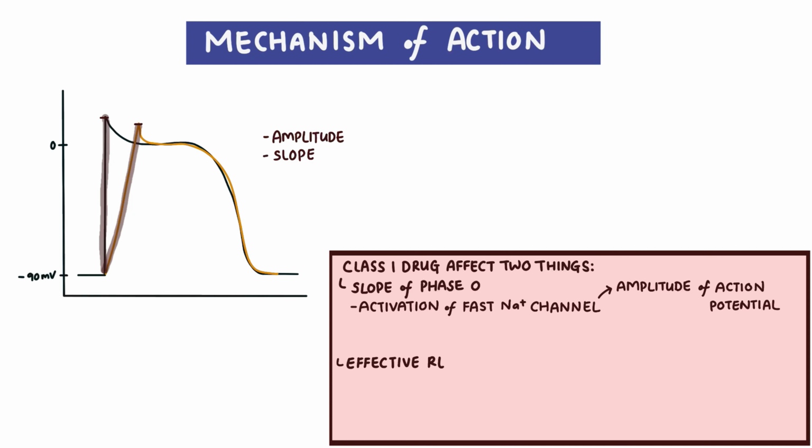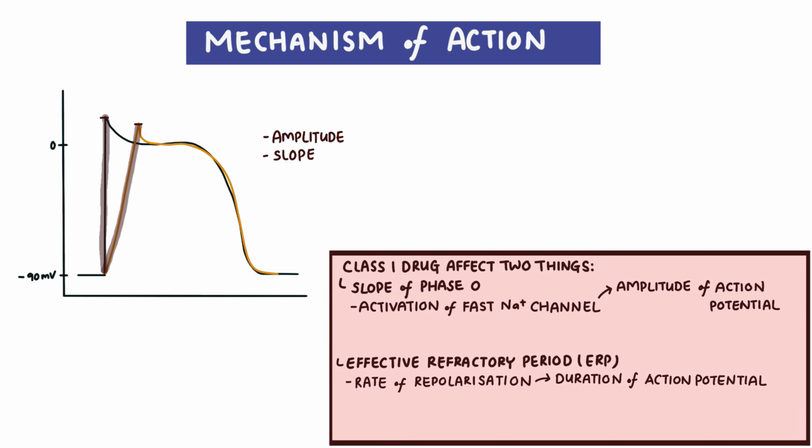The second thing it affects is the effective refractory period, or ERP. This is the period when the heart muscle can't be stimulated again by a stimulus. By blocking the sodium channel, Class 1 drugs can affect ERP by affecting the rate of repolarization, which depends on how fast sodium channels recover from inactivation and become available to generate a new action potential. Rate of repolarization also affects the duration of action potential, or APD. The increase in ERP shifts the repolarization curve to the right.